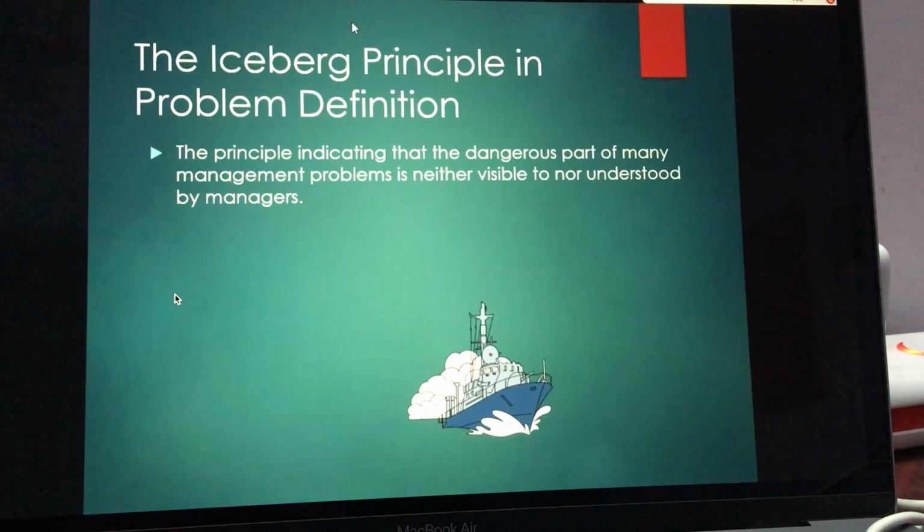What we call a problem is sometimes only a symptom. So, the iceberg principle I told you: the dangerous part of many management problems is neither visible nor understood by managers.